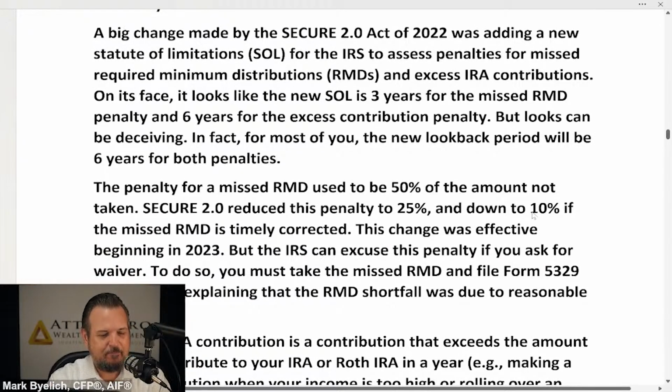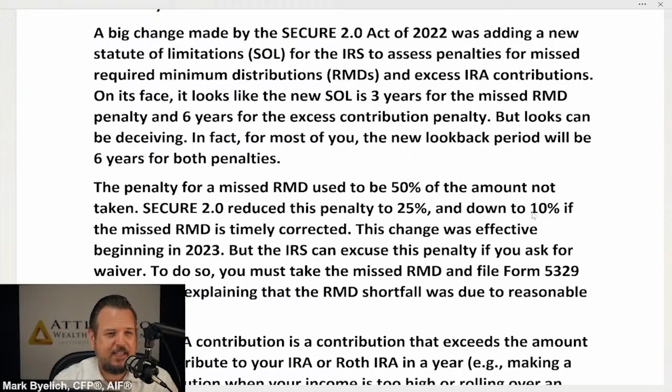But Ian writes, a big change made by the Secure 2.0 Act of 2022 was adding a new statute of limitations for the IRS to assess penalties for missed required minimum distributions, or RMDs. So we have an SOL for RMDs and excess IRA contributions. On its face, it looks like the new SOL, statute of limitation, is 3 years for the missed RMD penalty and 6 years for the excess contribution penalty, but looks can be deceiving. In fact, for most of you, the new look-back period will be 6 years for both penalties.